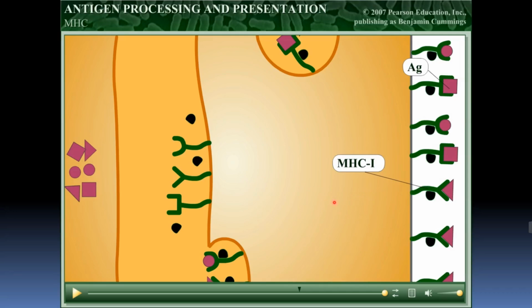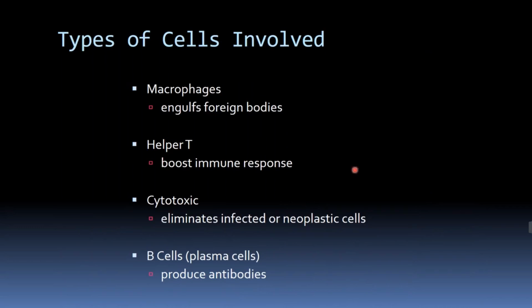They attract different cell types. Remember, MHC2 goes for CD4 cells, CD4 plus cells. Those are the helper T cells. And the MHC1s attract CD8 cells, CD8 plus cells. And those are the cytotoxic T cells. Both have very different roles, and we'll see how they play out very, very shortly. So don't forget the types of cells that are involved here.